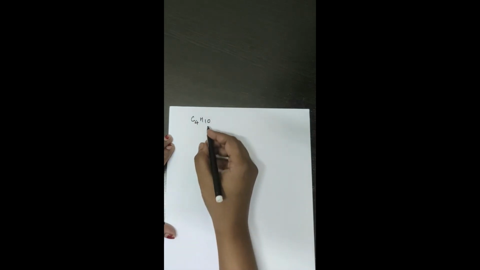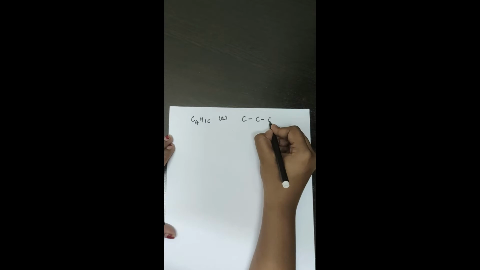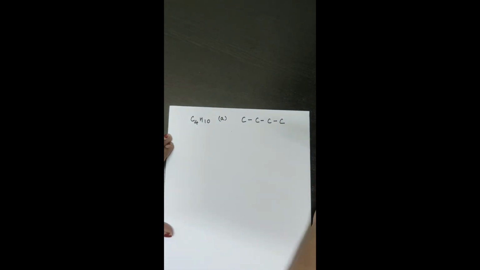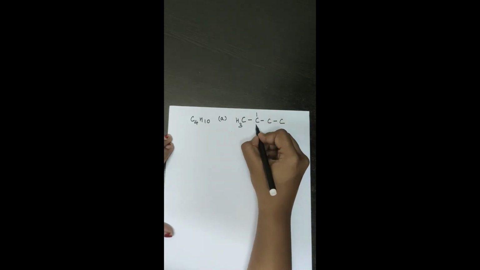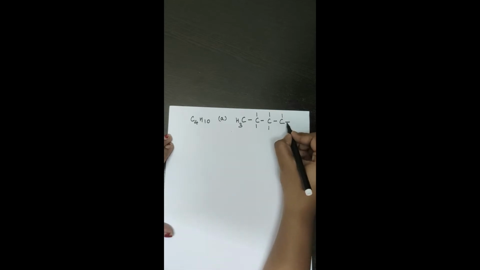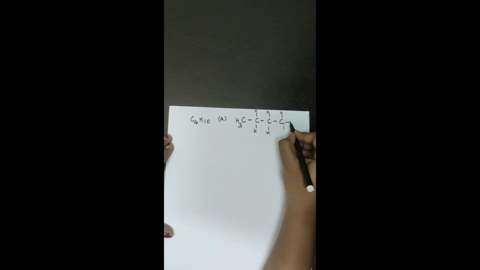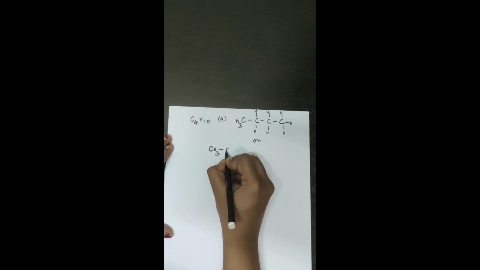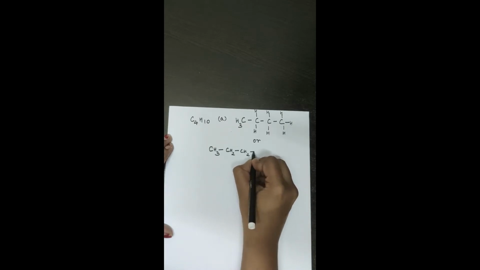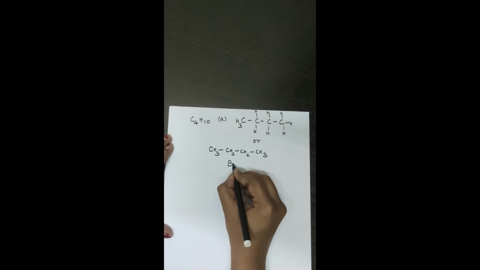C4H10, right? Now, the first possible isomer for butane: 1, 2, 3, 4. There are 4 carbons. Now, let's satisfy the hydrogens. You will have CH3, 2 hydrogens, 2 hydrogens, and 3 hydrogens. I'll just write it, and then again I'll write the condensed formula, or you can write it in the condensed form as CH3, CH2, CH2 and CH3. Now all the 4 carbons are arranged in a straight chain, so what do we name it as? We name it as butane, right?